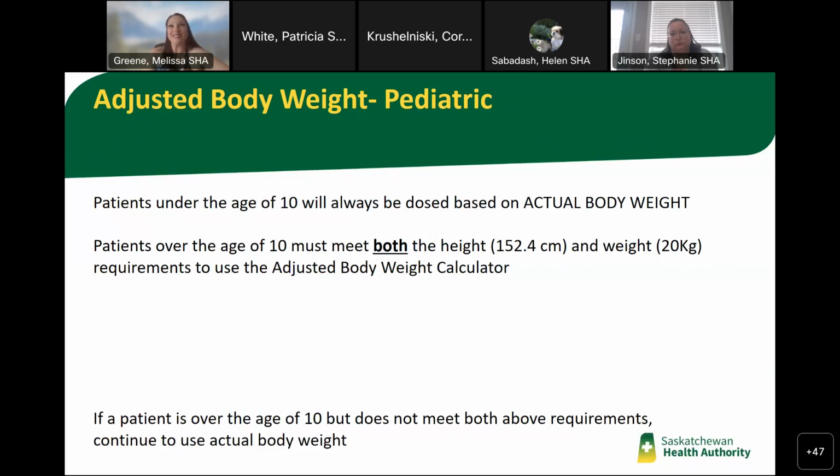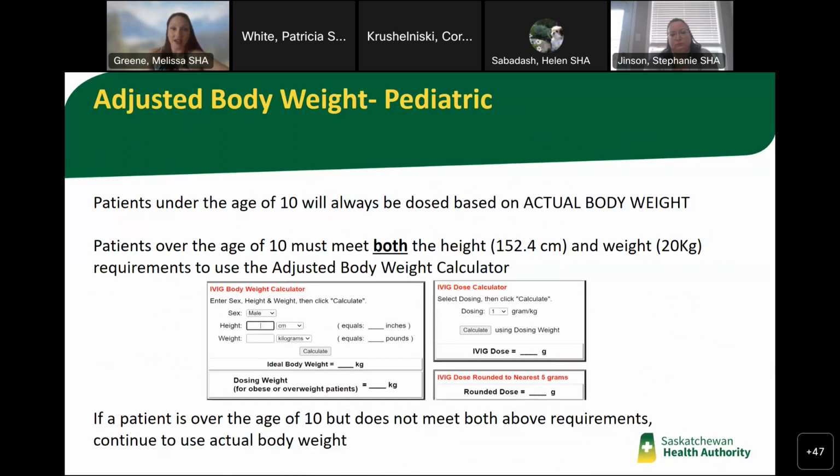Adjusted body weight for pediatrics. Because pediatrics will not necessarily meet the criteria, any patient under the age of 10 will always be dosed on actual body weight. Once a patient reaches the age of 10, they must meet both the height and weight criteria for the adjusted body weight calculator. The height for the calculator is 152.4 centimeters, and the weight is 20 kilograms. So if a patient is over the age of 10 but does not meet these requirements, we're going to continue to use the actual body weight.